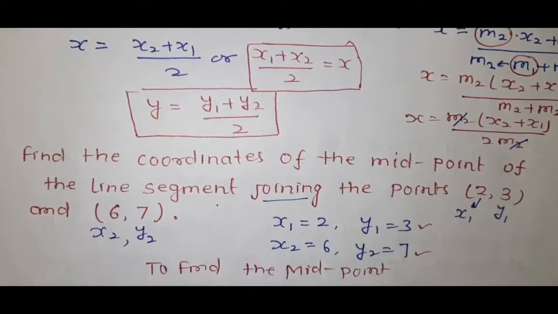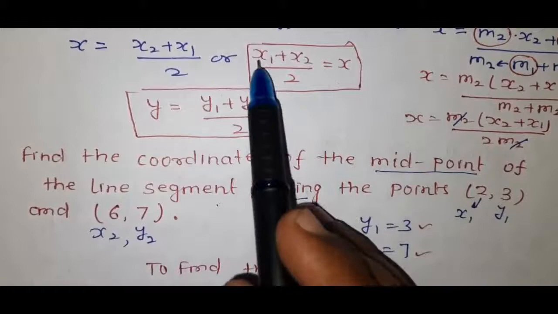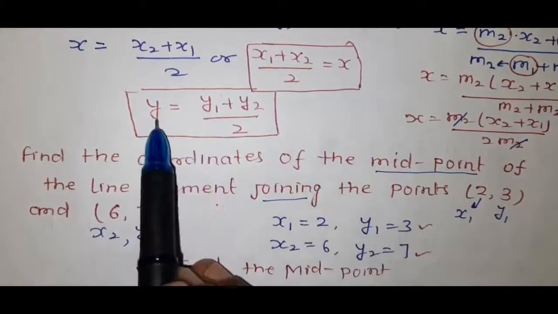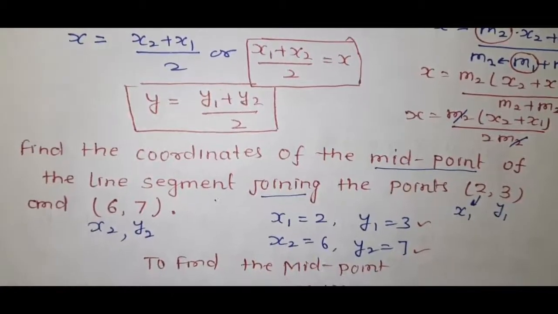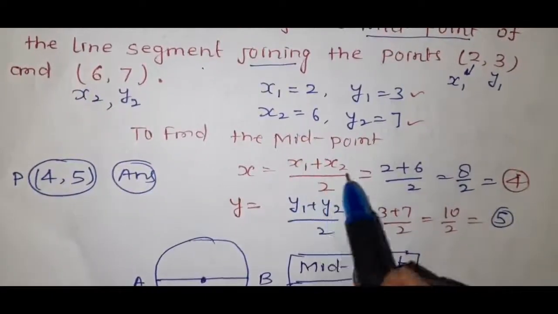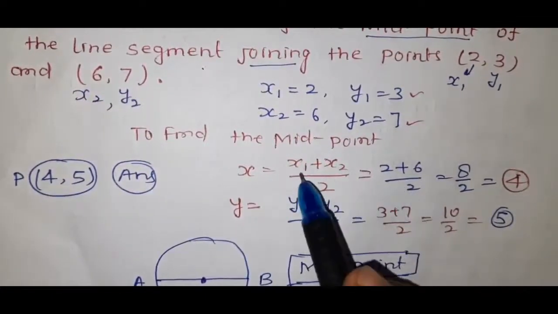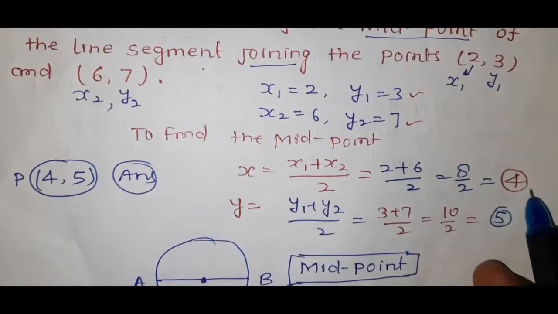And also you can write them as ordered pairs. What do we have to find? We have to find the midpoint. And what is the formula to find the midpoint? It's very simple: the sum of the abscissas by 2, and to find y, the sum of the ordinates by 2. So the sum of the x coordinates, x1 plus x2 by 2, is equal to, putting in the values, 2 plus 6 upon 2, that is 8 by 2, which is equal to 4.